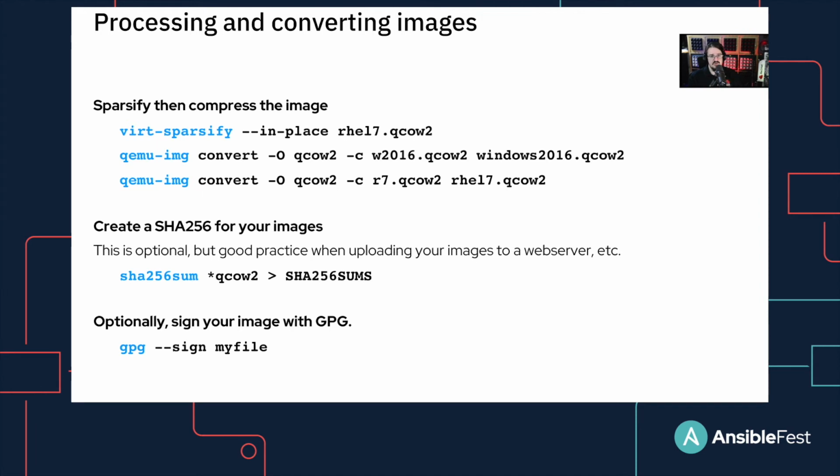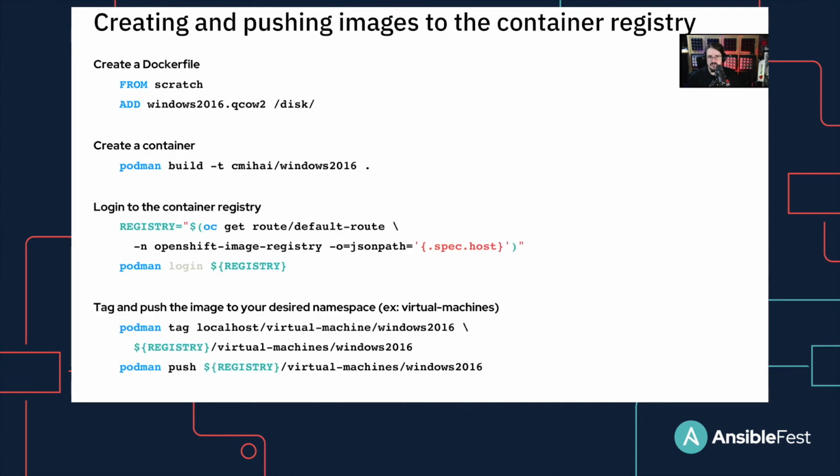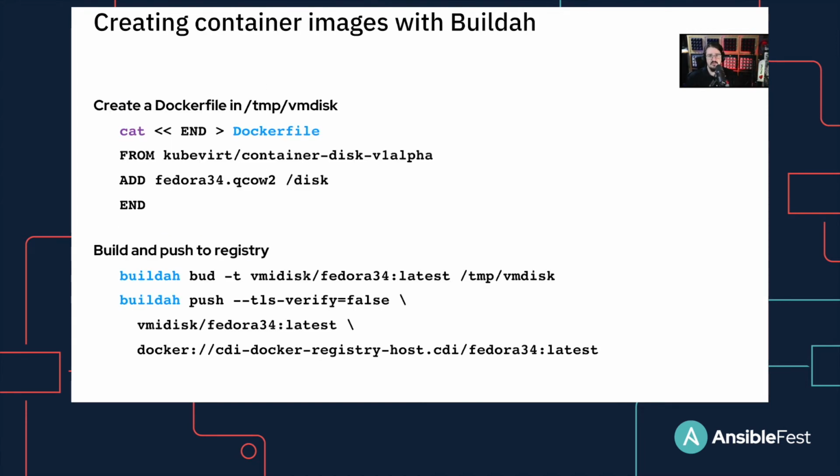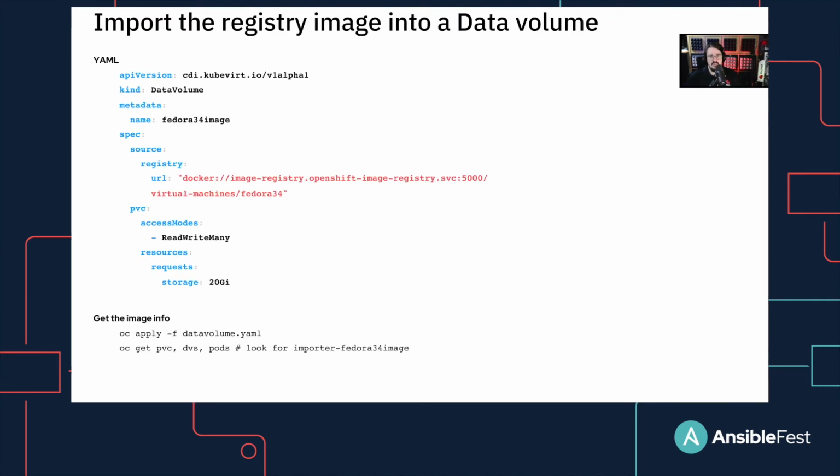Once you have your image built, you want to sparsify it, convert it, create some checksums for it, sign it, and upload it to your image store. You may want to push it to a container registry, as I've mentioned with OpenShift Virt. There's a trick here: you start from scratch and copy your image to /disk, then you can build your image and push it onto your container registry, and OpenShift Virt can pick it up from there. You can also use Buildah or Podman or whatever tool to perform this build. It's really the same result. You can also use Skopeo to copy images around.